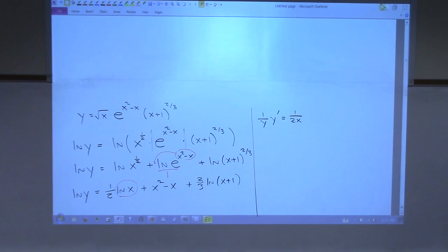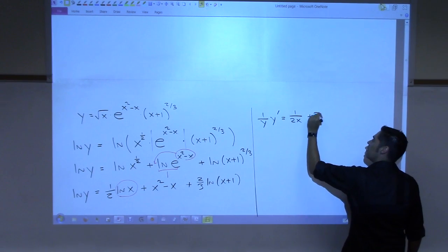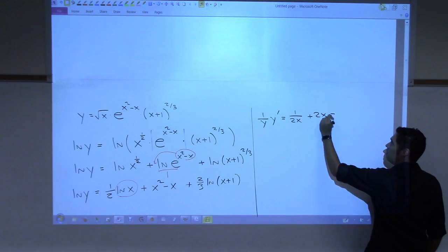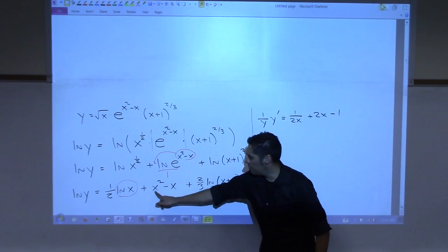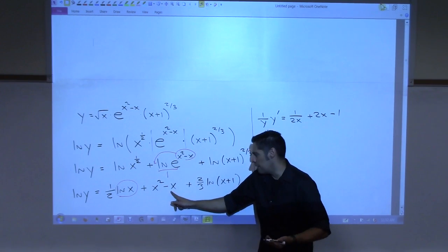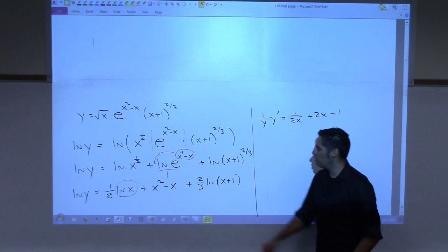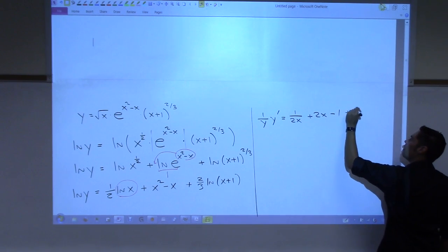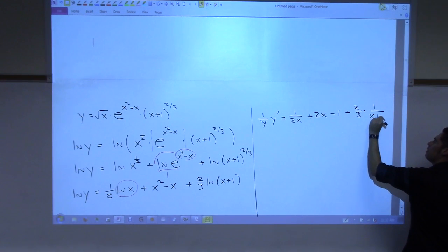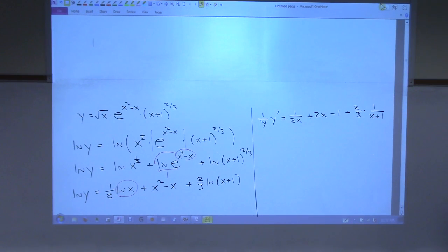Oh, and the next two are real easy, right? Derivative of x squared, 2x. Derivative of negative x, -1, right? So I'm just taking the derivative of each of those, power rule, and then the derivative of x is 1. Here, 2/3 comes along, times 1 over x plus 1, times 1. So that's it, right there.